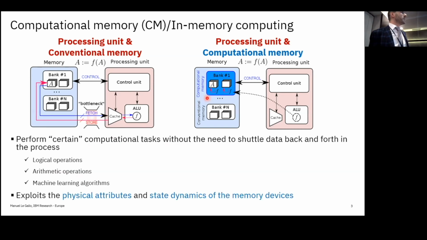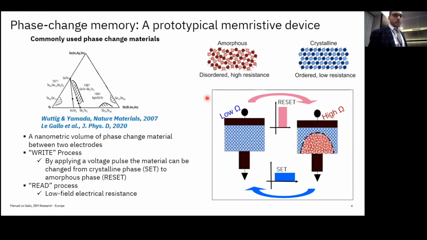And as I said, we do this by exploiting the physical attributes and the state dynamics of the memory devices. There are different memory technologies we can use for processing in memory. Essentially all memory technologies can be used to some extent, but what we use here is phase change memory. It looks like this. It's a phase change material, sandwiched between two electrodes that are usually not the same dimension, as you can see here. If we want to program this memory, we send a high current pulse that will amorphize this material and make it more resistive.